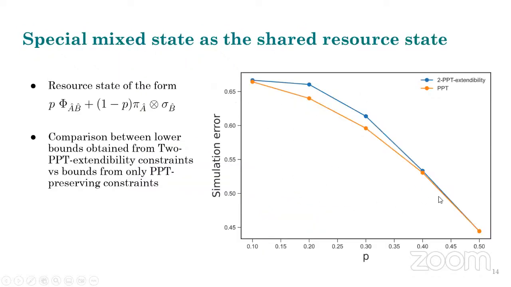And here are some numericals. So we considered a resource state of this form, where with some probability P you have the maximally entangled state, and with 1 minus P you have a separable state, one of them being maximally mixed. So a separable state is basically useless for teleportation. And so we compare the bounds that we get if we just use PPT preserving conditions, and if we use 2PPT extendability conditions. And we can see that for low values of P, 2PPT extendability gives a better bound than just PPT conditions.